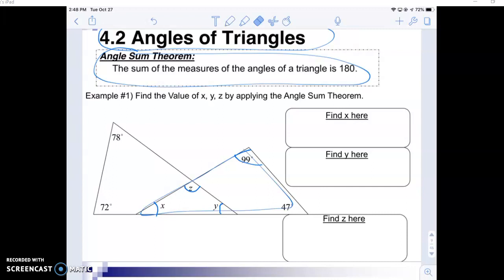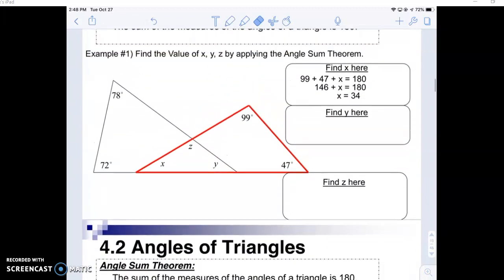What we're going to start with is this one first. If you look at this triangle that's colored in red here, we have three angles: x, 99, and 47. Remember, angle sum theorem tells us that those three angles added up together will give us 180. So you'd set it up, add those three angles together, and solve for x, and we figure out x equals 34. So that's one answer.